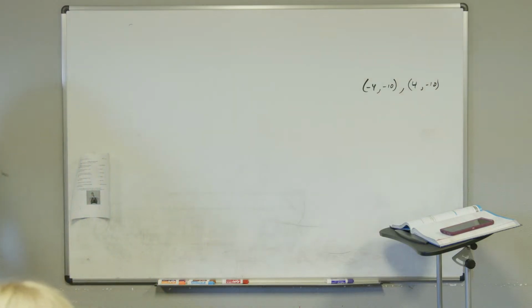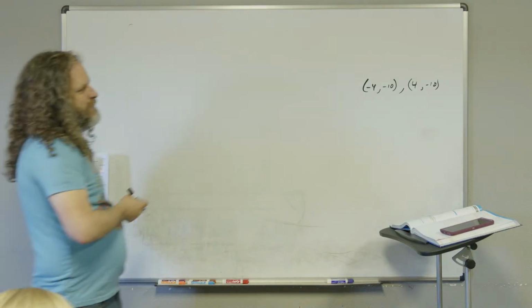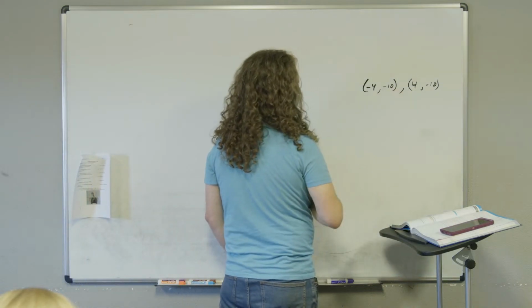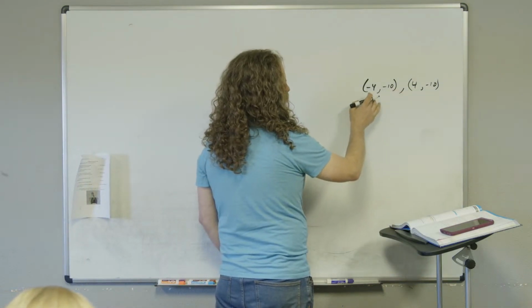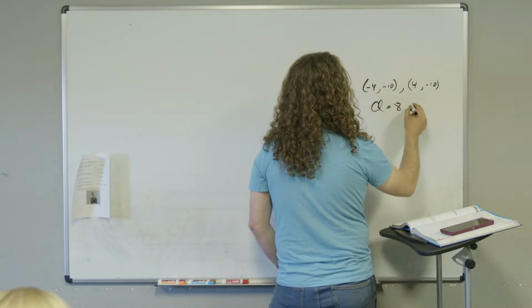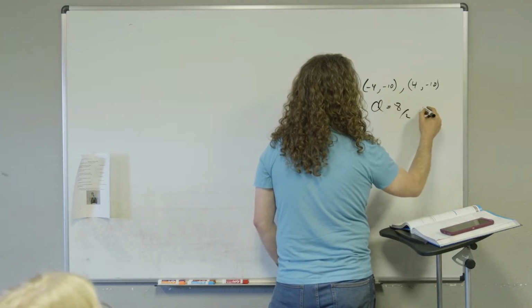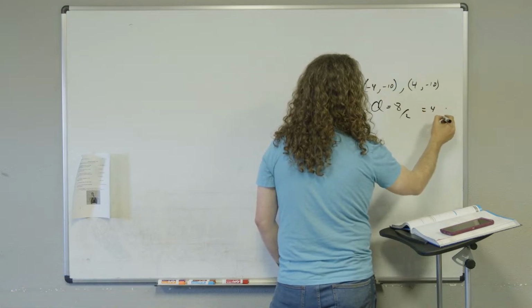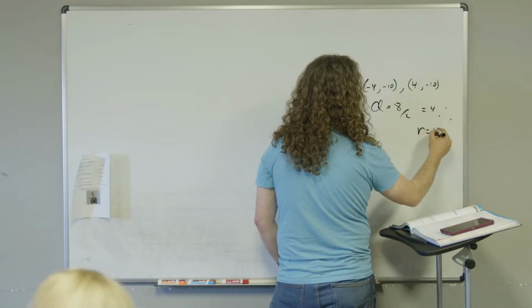The radius is 4. That's true. These are the same, the y is at the same level, right? So the diameter is just between the x's. So the diameter is 8. Half of 8 is 4. Therefore, the radius is 4.